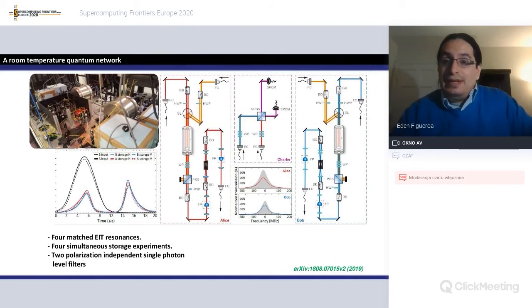So now we can do experiments with many memories, and what is very interesting is that even though they are independent systems, the output of the memories, which is the output of entangled photons, can now be mixed, and nothing particularly awful happened.